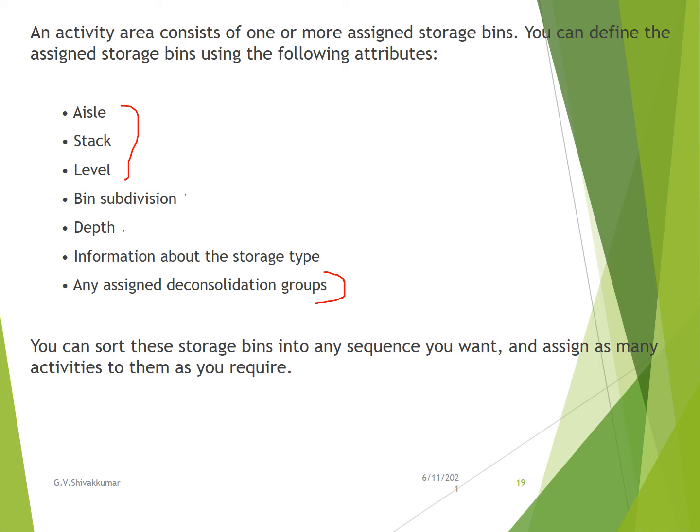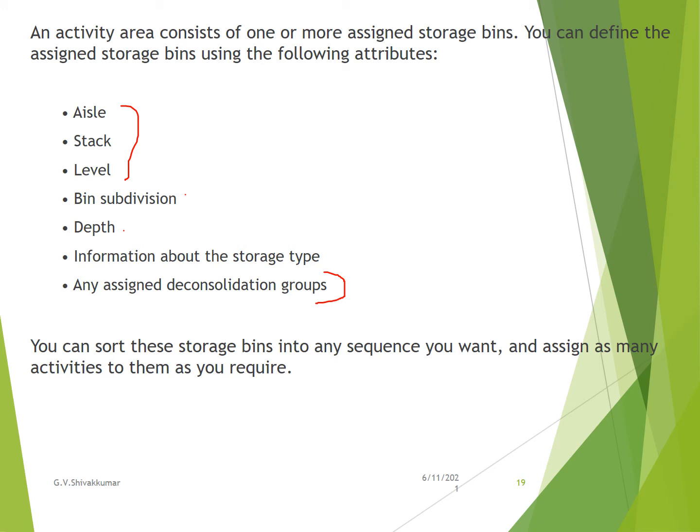And you can sort these storage bins into any sequence you want and assign as many activities to them as you require. Hope you know in SAP WM we have this sequence of storage bin to be put away or picking. We have this configuration in Pro, the same like that, but in EWM it is an advanced one. Okay, and also why it is important: the bin sorting is determined based on the order of storage bins assigned to the activity area.